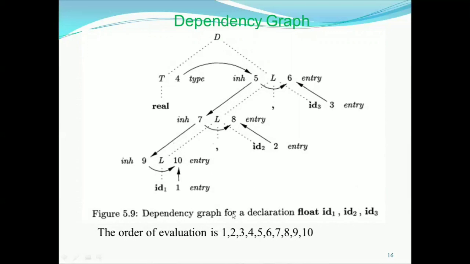So this is how it will get executed. So this order is called the order of evaluation. That is 1, 2, 3, 4, 5, 6, 7, 8, 9, 10. This is the order of execution of the given string. I mean to say that how the syntax directed definition works and how the evaluation will take place, how the value will be moved from one node to another node will be shown in the dependency graph.